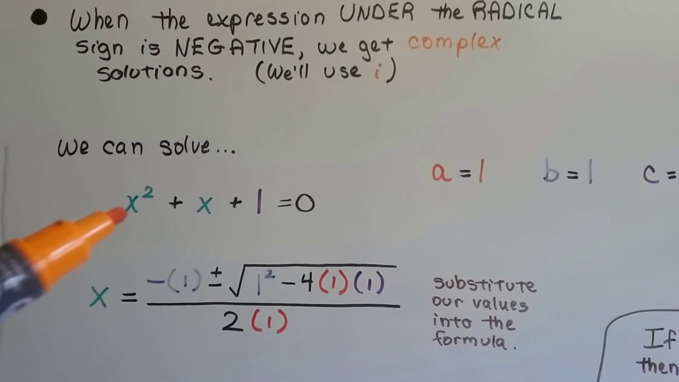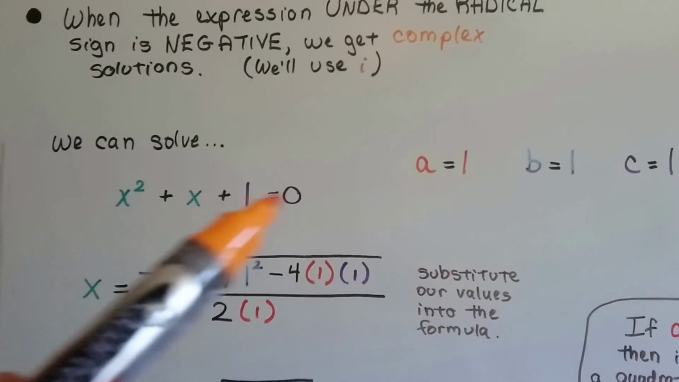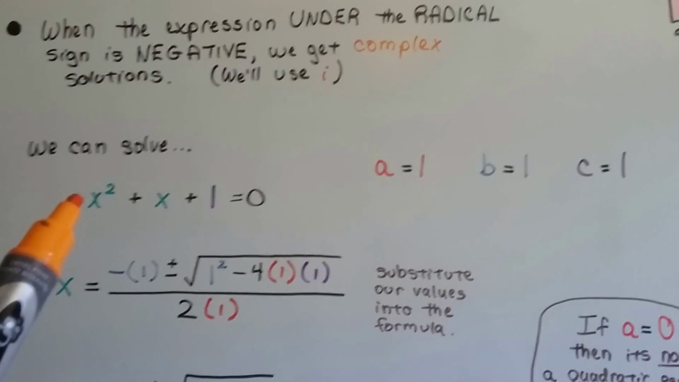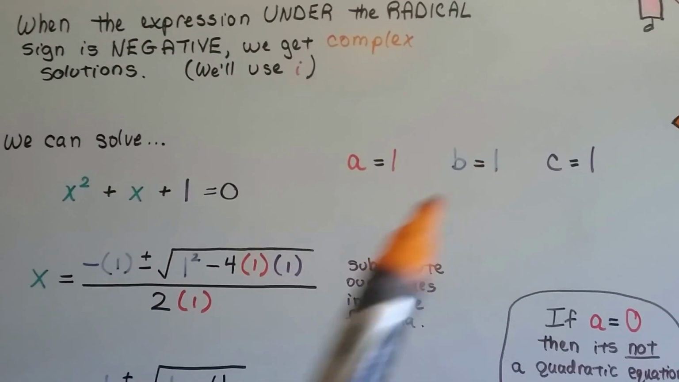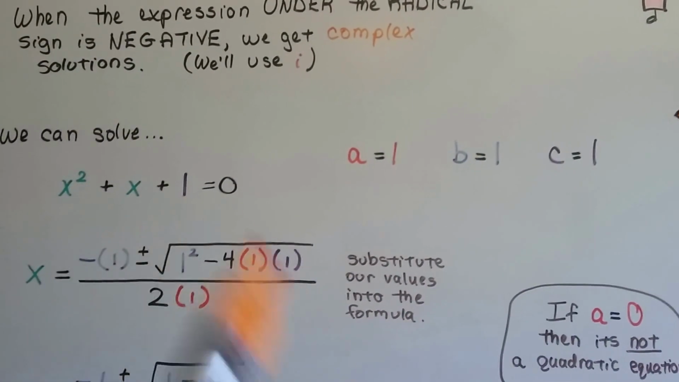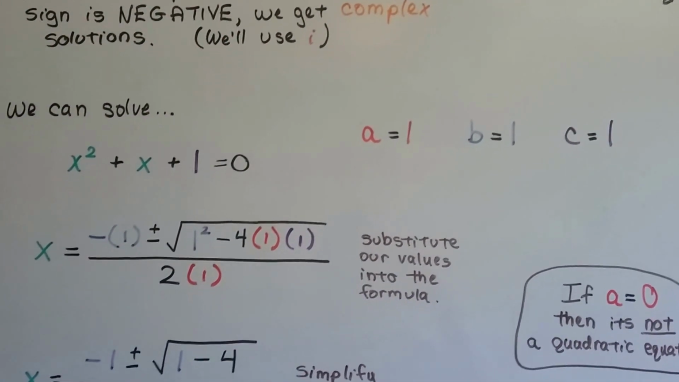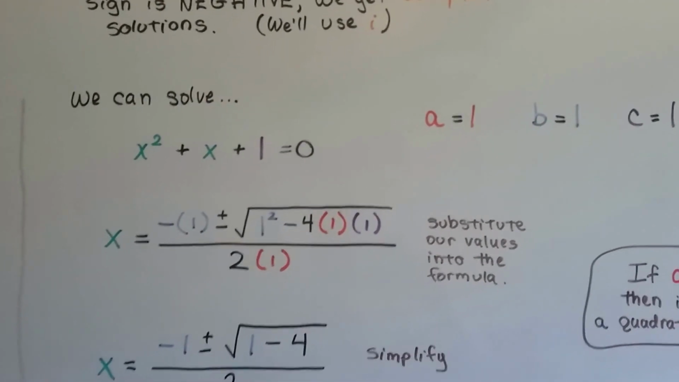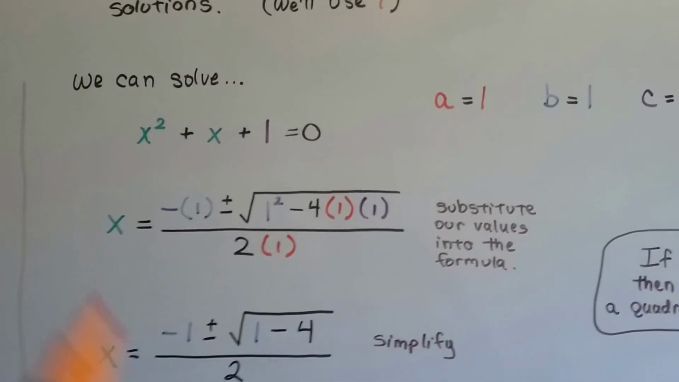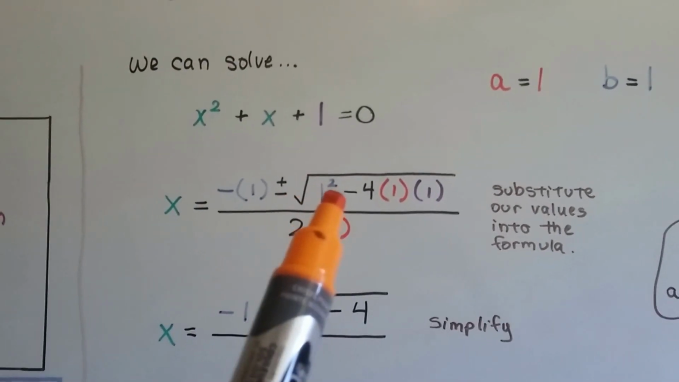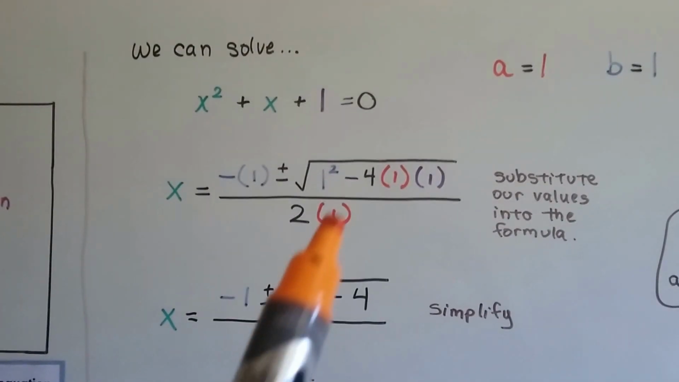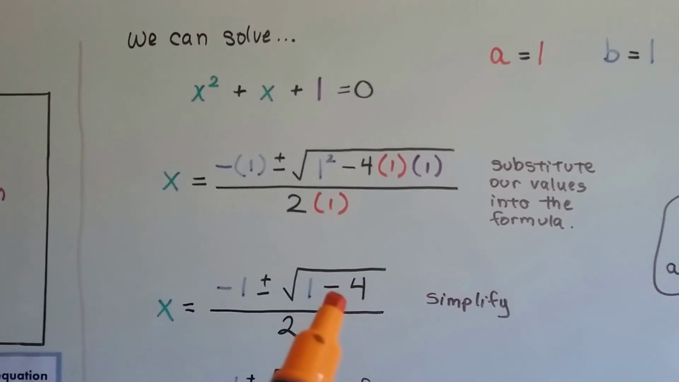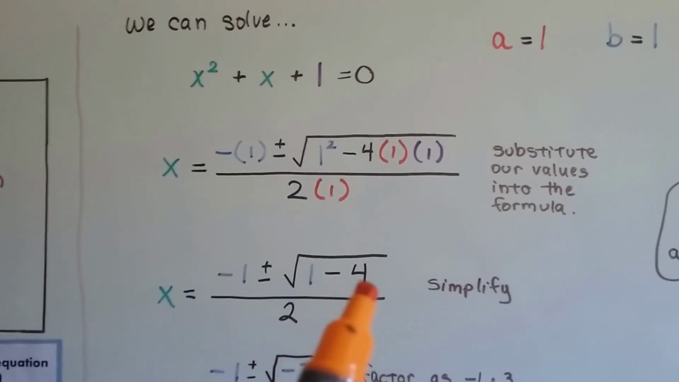So we can solve x squared plus x plus 1 equals 0, which is in the standard form of a quadratic equation. a is going to be 1, because there's an invisible 1 there. b is going to be 1, because it has an invisible 1, and we can see that c is 1. We substitute these 1s into the quadratic formula and simplify. 1 squared is 1, and the inverse of 4 times 1 is still negative 4, so we have 1 minus 4.